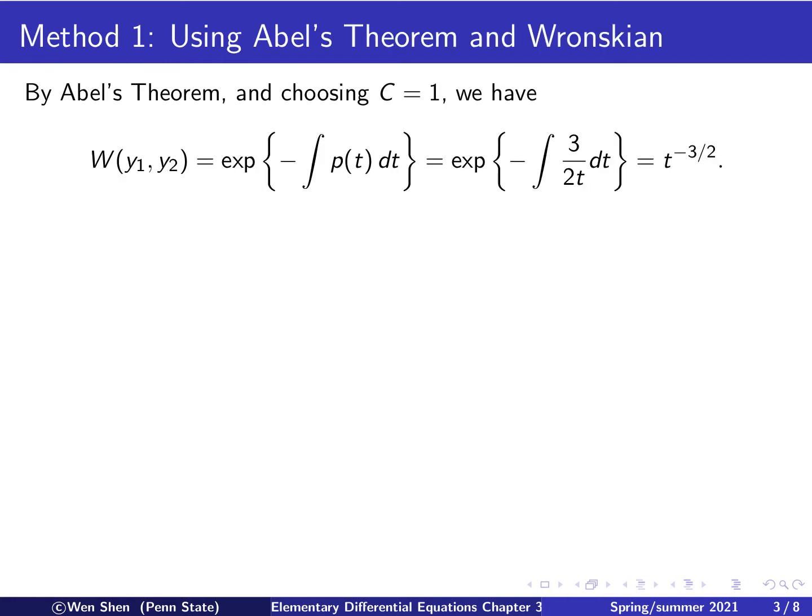Method 1. Here we propose to use Abel's theorem and the Wronskian. By Abel's theorem, we can set the constant c equal to 1 in the theorem, then we have the Wronskian of the two solutions equals exponential of negative integral of p(t). Here p is 3 over 2t. We are very familiar with this type of integration, and with a little bit of detail you can work it out, and you will get t to the negative 3 over 2.